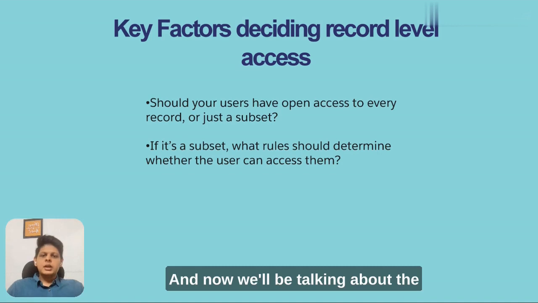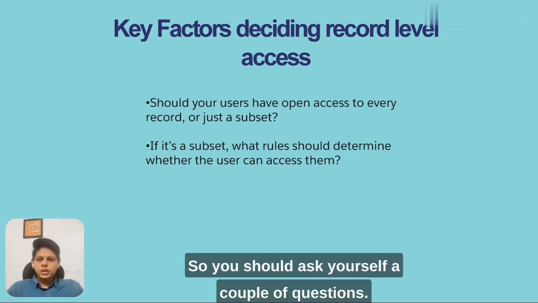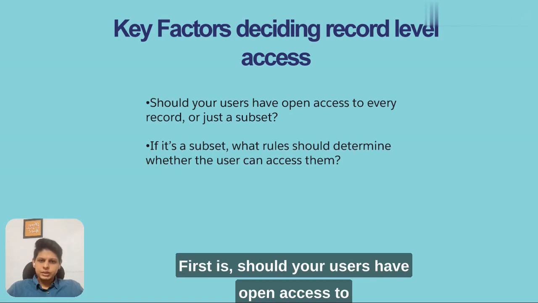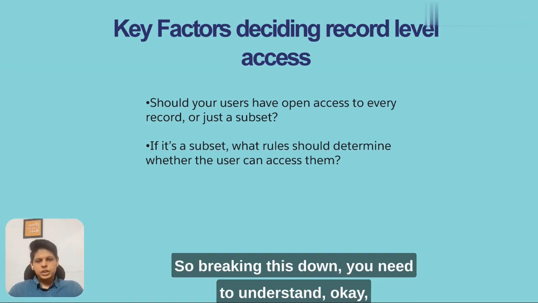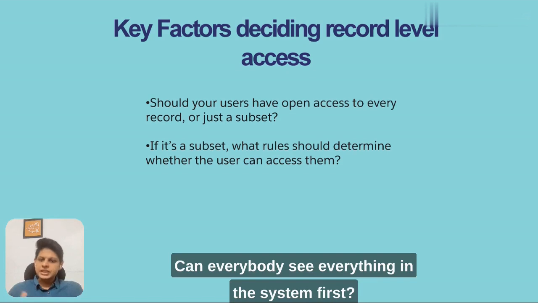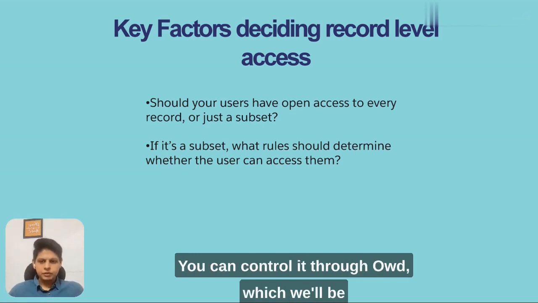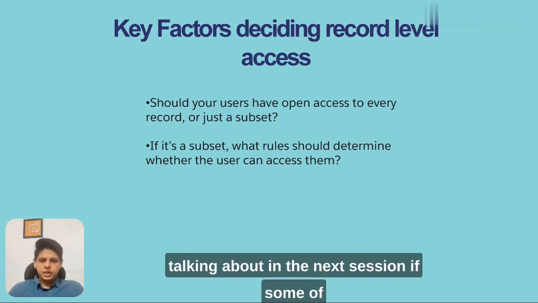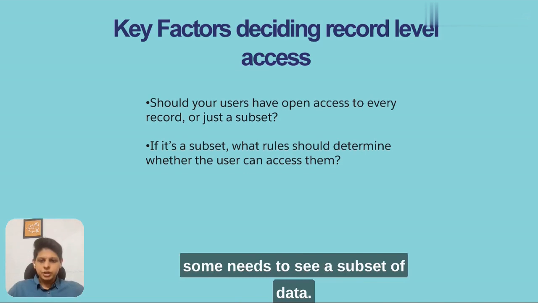And now we'll be talking about the key factors deciding record level access. So you should ask yourself a couple of questions. First is, should your users have open access to every record, or should they just see a subset? So breaking this down, you need to understand, okay, there are like 10,000 records in my system. Can everybody see everything in the system? If yes, no need for record level security. You can control it through OWD, which we'll be talking about in the next session. If some of the users need to see the entire data and some need to see a subset of data.